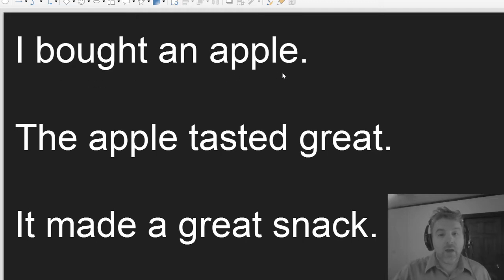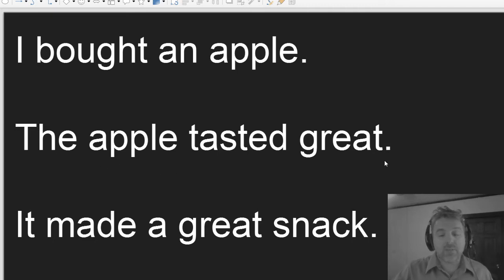I bought an apple. And we use "an" because this starts with a vowel sound. And that's why it's "an" and not "a". And we're not using "the" because we're not talking about a specific apple. We're talking about one of many.